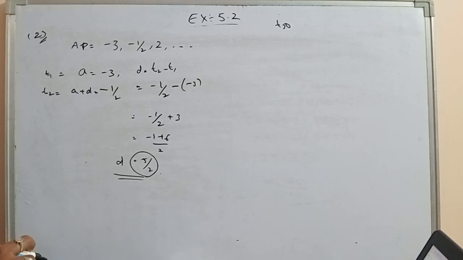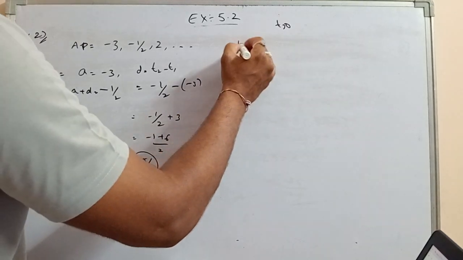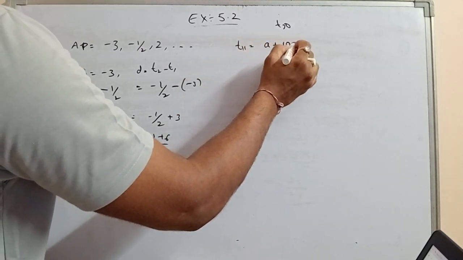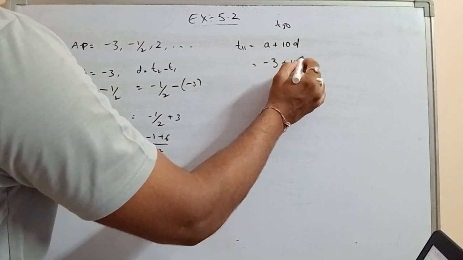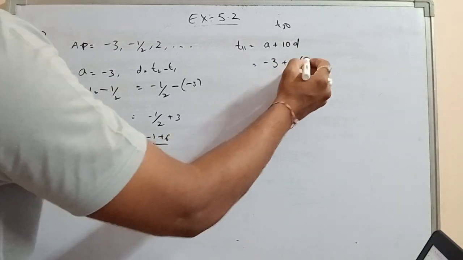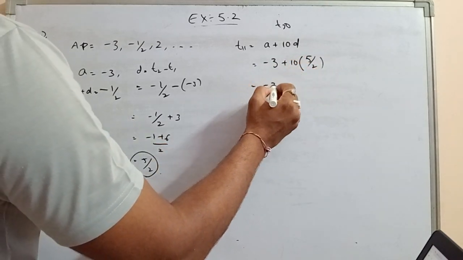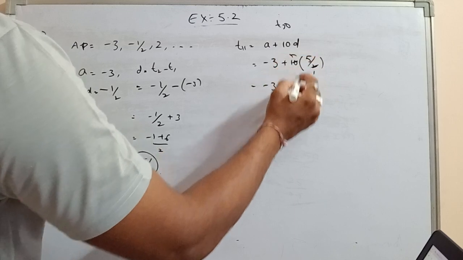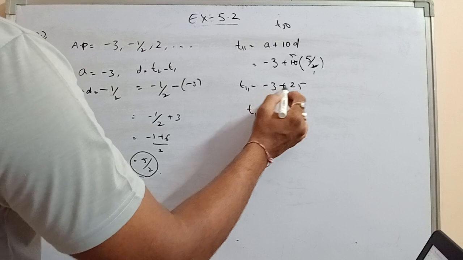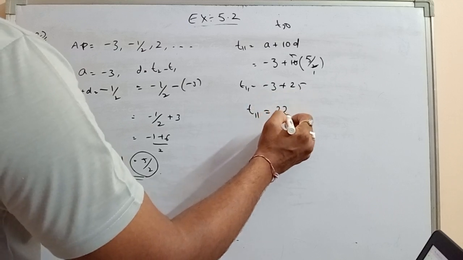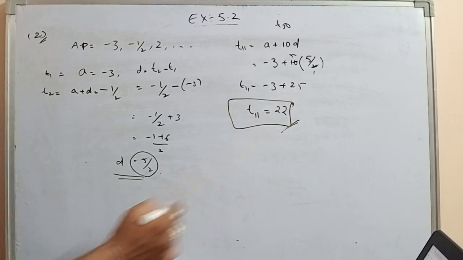In the same way, in the given question, we are asked to find the 11th term of the AP. T11 is equal to A plus 10 D. The value of A is minus 3 plus 10 into the value of D, which is 5 by 2. That is minus 3 plus 25, so T11 is equal to 22. 22 is the answer. The option will be B.